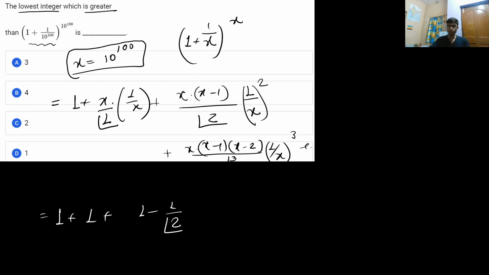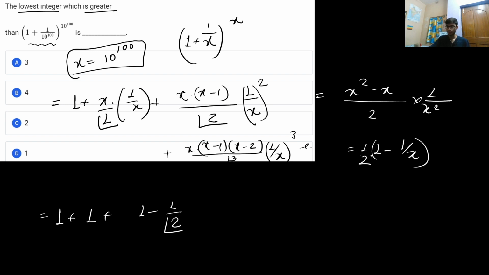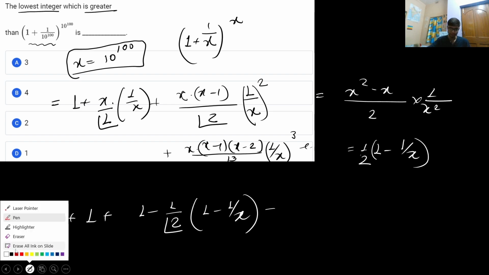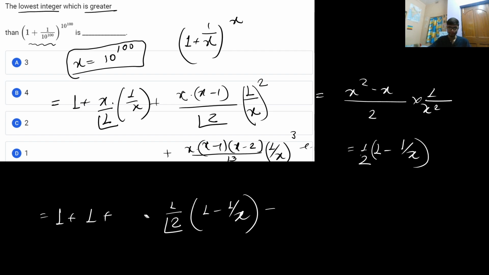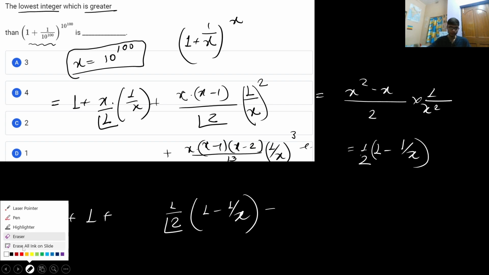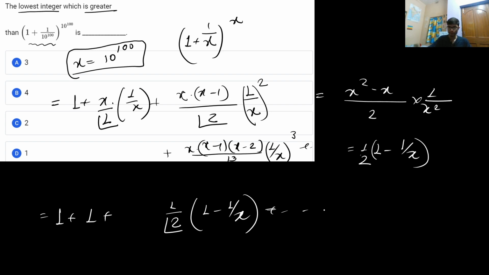So if you look at this particular term, this will be x square minus x. And if you take x square minus x by 2 into 1 by x square, if you take x square common, the term left out will be 1 by 2 factorial into 1 minus 1 by x. And similarly this whole term will be 1 by 2 into 1 minus x. And so forth, the remaining terms will be left out.